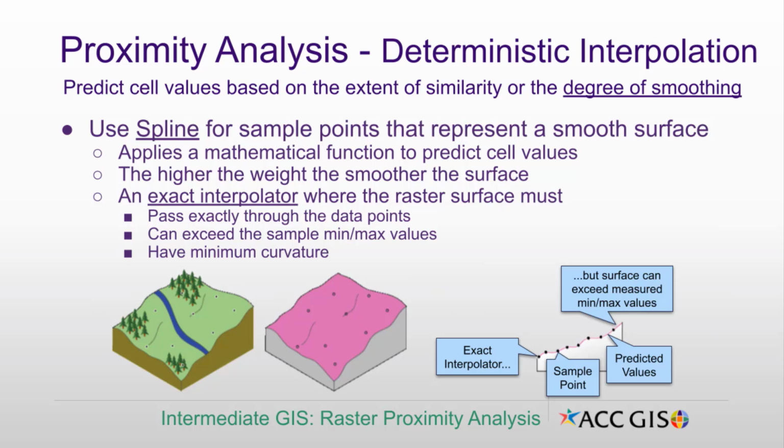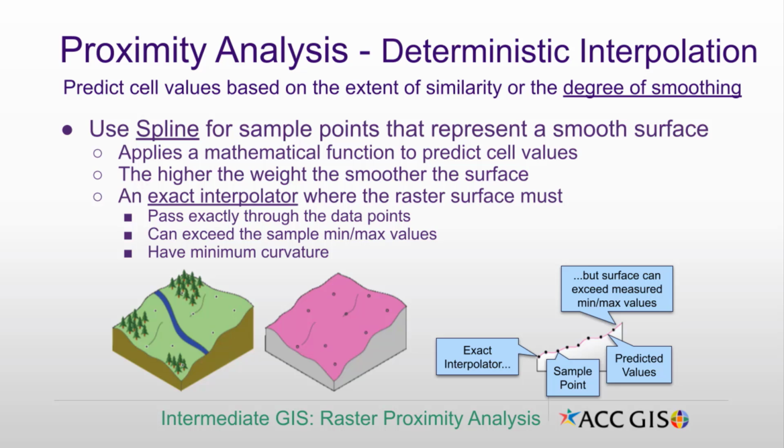Spline is a deterministic interpolator that predicts cell values based on the degree of smoothing. We use the spline geoprocessing tool for sample points that represent a smooth surface, for example, contours. Spline applies a mathematical function to predict cell values. The higher the weight, the smoother the surface. It's an exact interpolator where the raster surface must pass exactly through the data points, but can exceed the sample min and max values, and it has a minimum curvature.